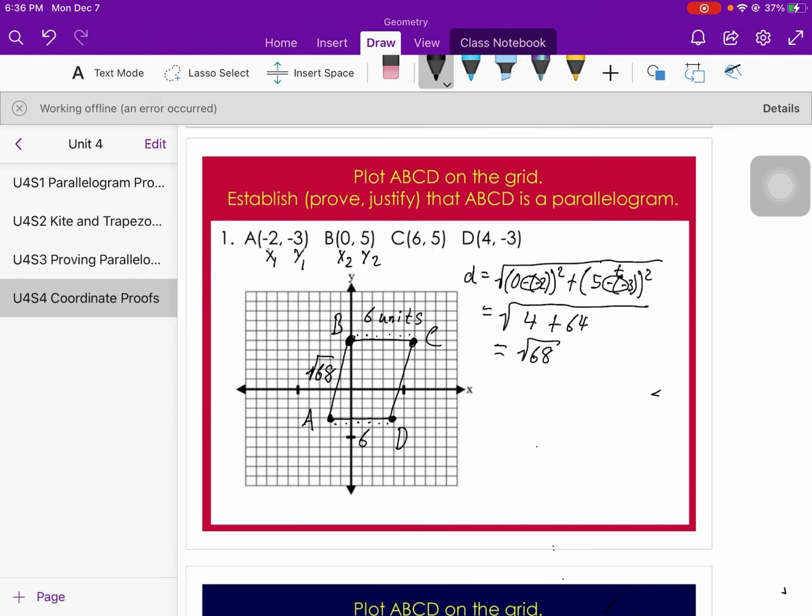Now we got to do the same thing, but we're going to use D and C now, the other side. We want to prove that that's also the square root of 68. So this becomes our new x1, y1, x2, y2.